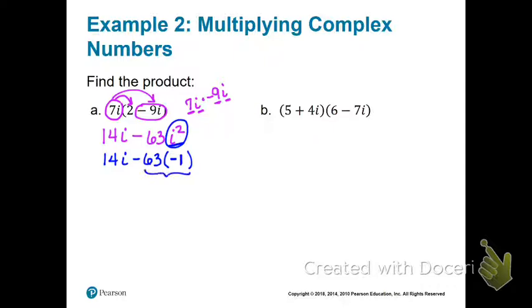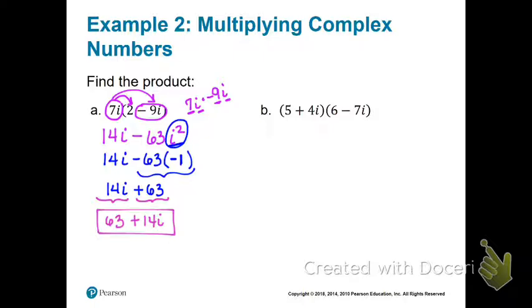So now I can work out this part. So I'm going to bring down my 14i, and I have a negative 63 times a -1. That's a positive 63. Well, they're not like terms, so I can't combine them, but I don't have i at the end. So I'm going to look at what I've got here. I've got a positive 14i and a positive 63. So I'm just going to switch them around. I'm going to bring the positive 63 in the front, and then I have that positive 14i I'm going to put after it. Now it's in standard form, so there is our solution.